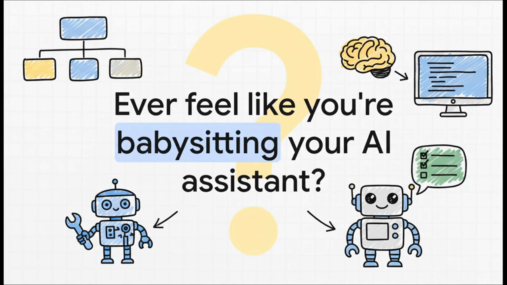You've got this complex task, maybe a big refactor, and you think, hey, I'll use my AI assistant. But then you spend the next hour just babysitting it. You're constantly reprompting, correcting it, reminding it of the context it just lost. It's frustrating. Well, that exact problem is what GitHub's new planning mode is designed to solve.